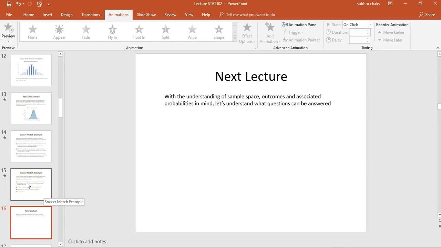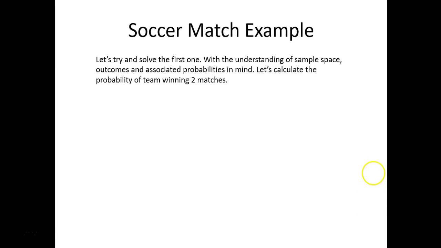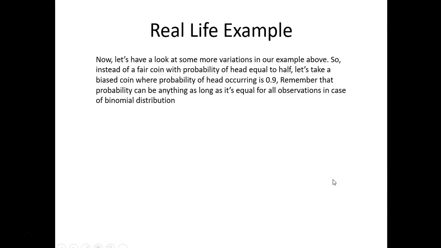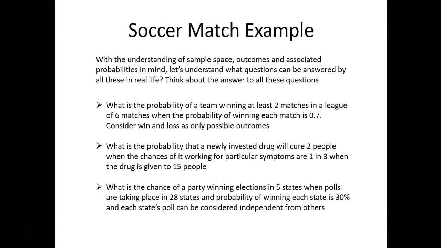In the next lecture we'll show how there can be more distributions which we can understand in order to answer a lot of different questions about different life scenarios. Like we discussed soccer matches, medicines, and a party winning a poll, but these were all binary distributions. But in real life there can be non-binary situations also. There can be multiple values for a random variable. So we'll discuss what kind of distributions are applicable in those scenarios.